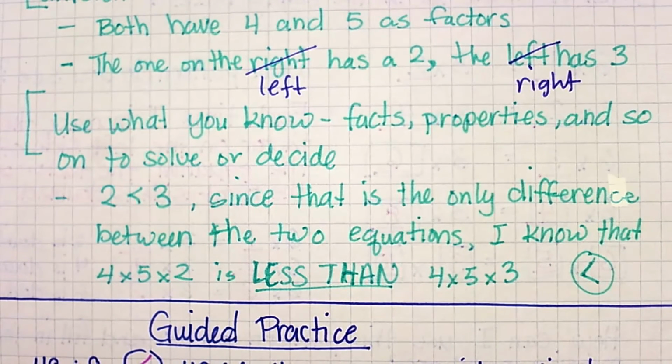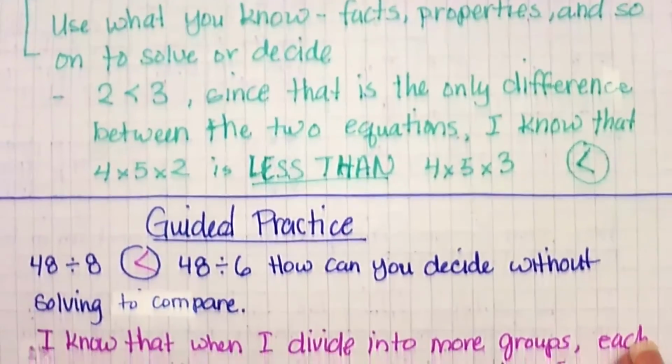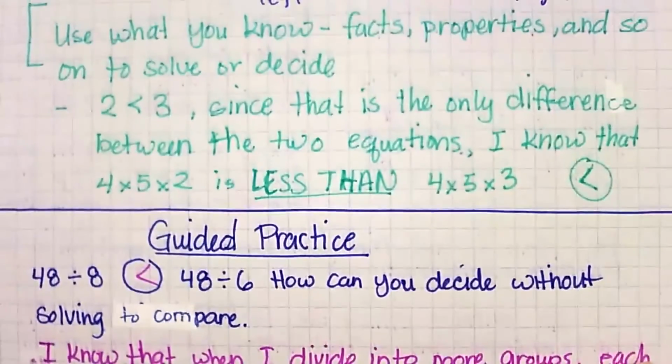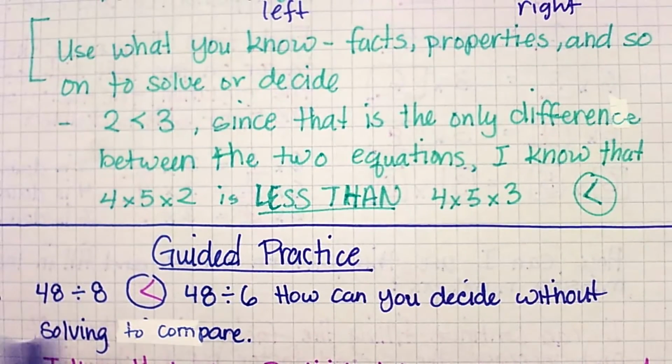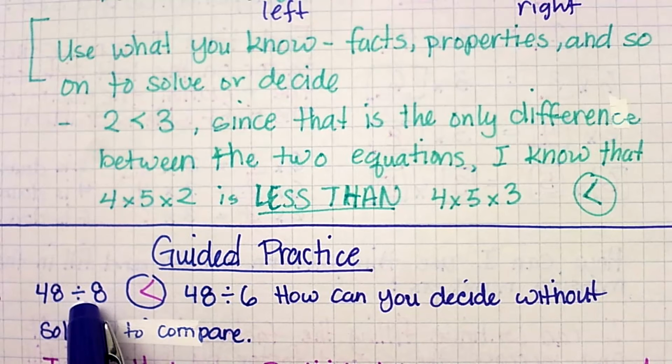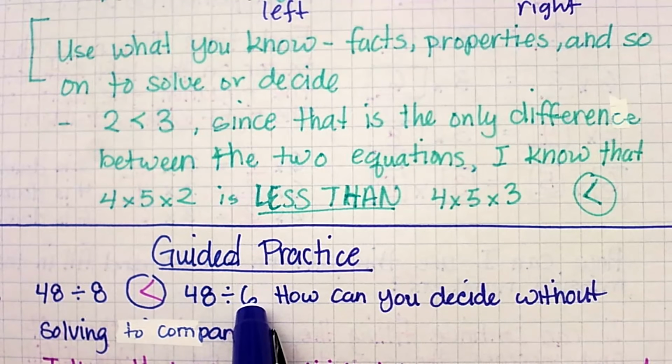Now for your guided practice, it tells you 48 divided by 8, and you want to compare that to 48 divided by 6. How can you decide without solving how to compare these numbers? Think about these for a minute. If you're sharing with 8 people for this group, and you're sharing with 6 people for this group, which group is going to have more?